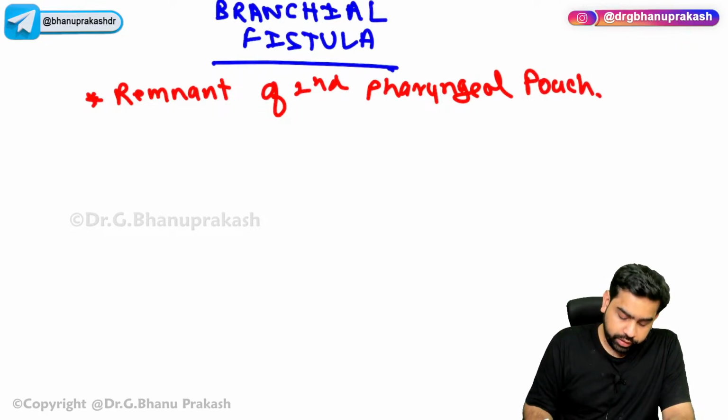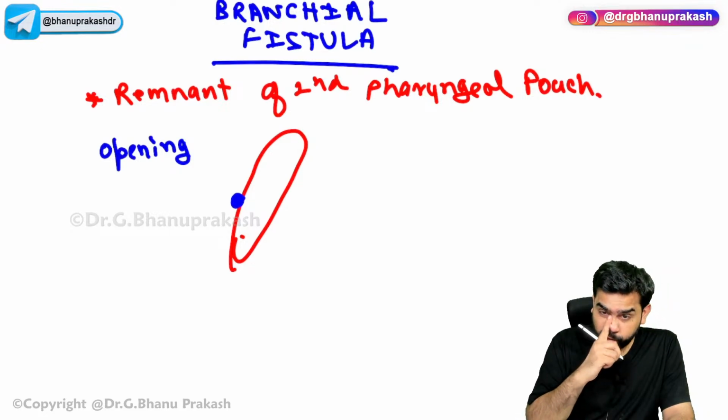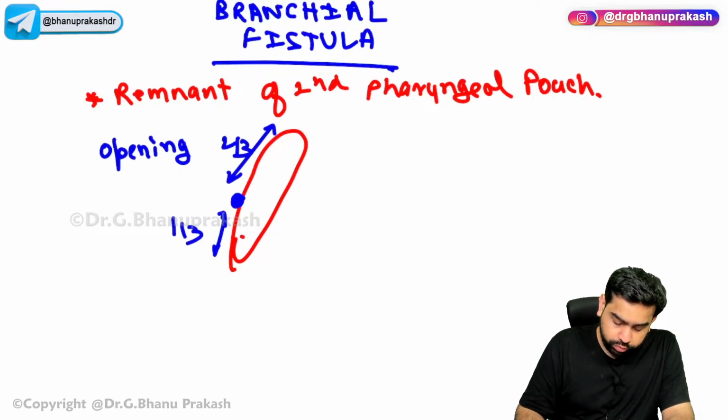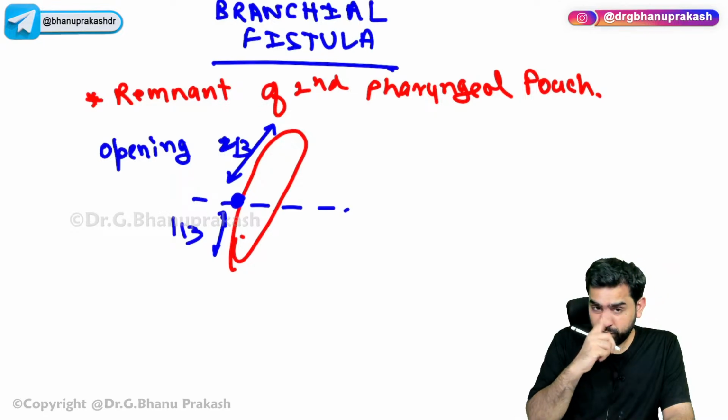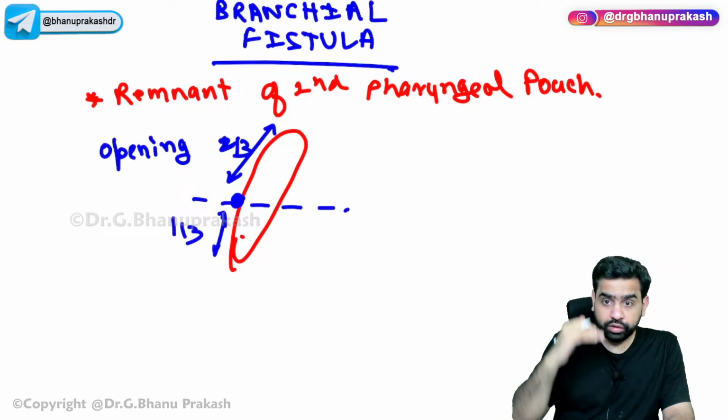Okay, and here what you need to understand is that there is going to be the opening on the anterior border of the sternocleidomastoid, and this particular opening is going to be between the lower 1/3 and the upper 2/3. So the opening is present on the anterior border of the sternocleidomastoid between the lower 1/3 and the upper 2/3.